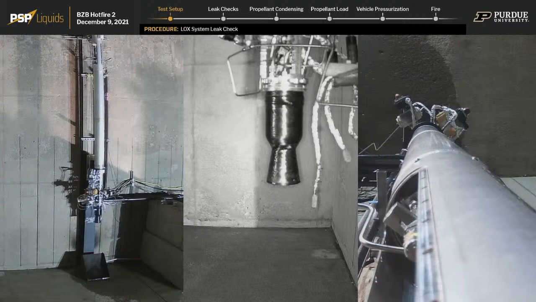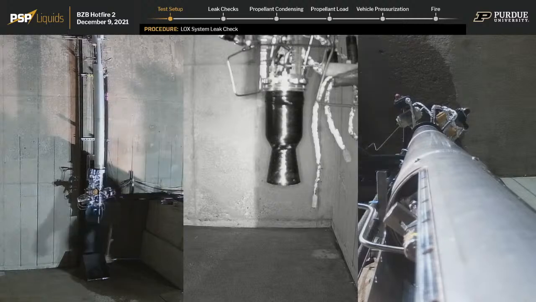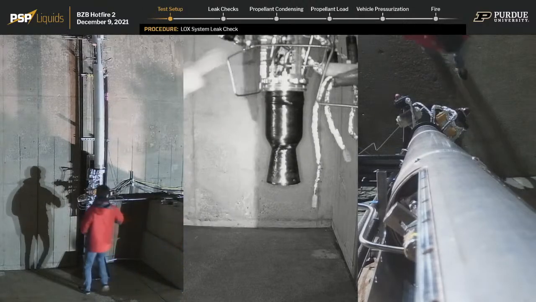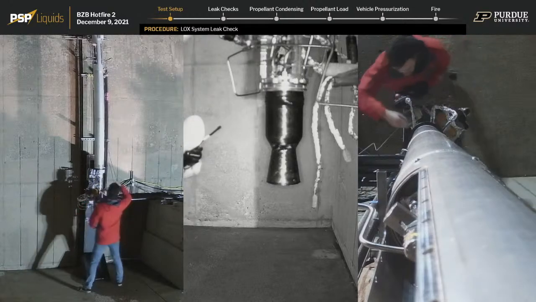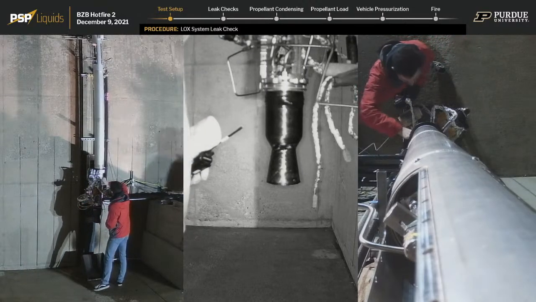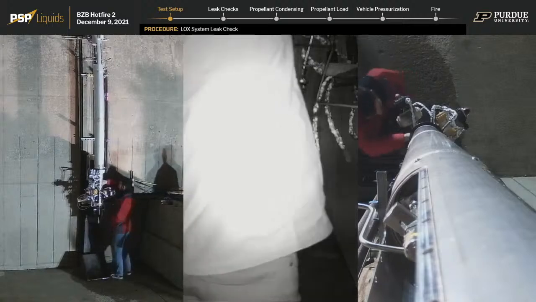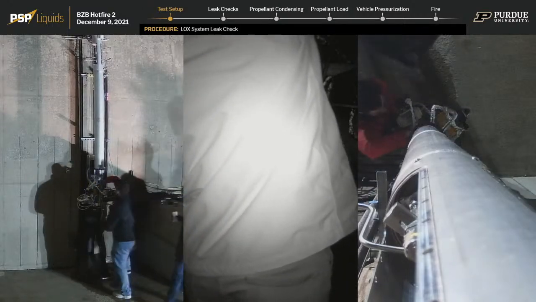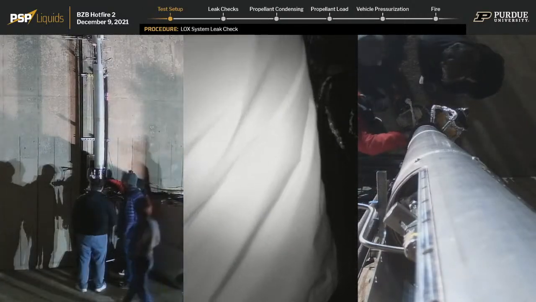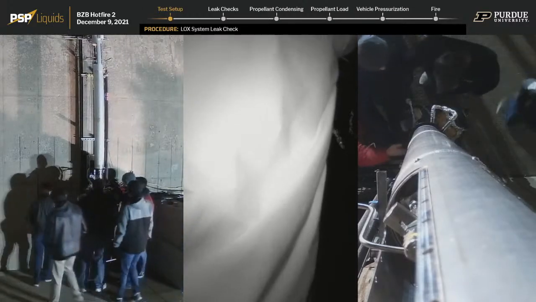Okay, we're stable. Go ahead and check for leaks. Copy, we're out entering the courtyard. You all just heard a call out for the vehicle being pressurized. At this point, the vehicle liquid oxygen system has been pressurized with nitrogen, and the crew is moving out to the courtyard to try and identify leak rates by sound and by using Snoop. Snoop is essentially soap, and by spraying Snoop onto the rocket at certain locations, they can observe where leaks are.